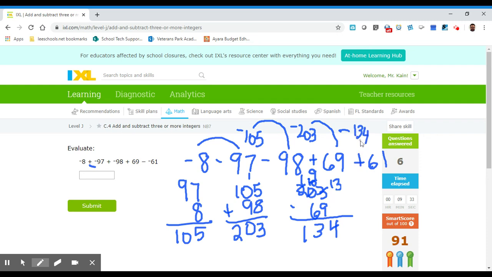Now we have 134 and 61. We're going to subtract them. Why? Because they're different signs, right? Negative and a positive. So 4 minus 1 is 3. We're going to borrow. Make that 13. 13 minus 6 is 7. All right, so 73. Then one last step though, negative and a positive. 134 is bigger than 61, so your answer is negative 73.